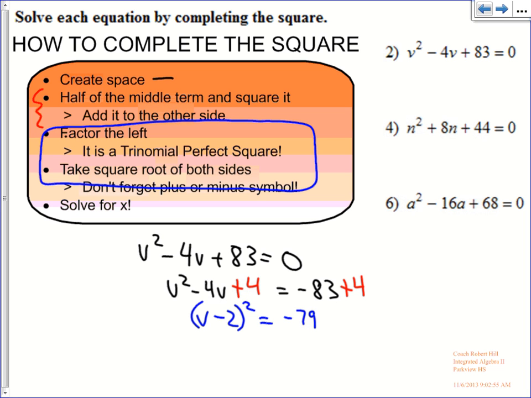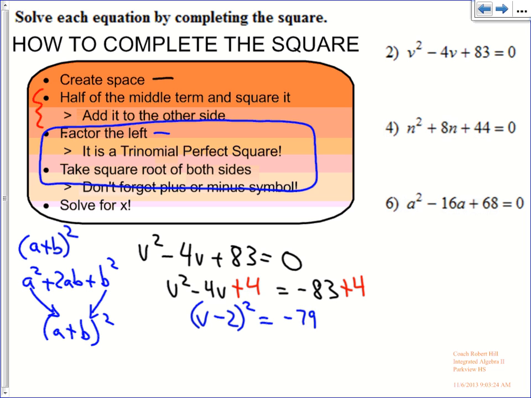The reason that's true is because when I take half of a middle number and square it, when I put that red 4 right there, I made what was on the left a perfect square trinomial. And the way a perfect square trinomial factors, a squared plus 2ab plus b squared, is you take that number and that number. Or as in this problem, when this is a minus, it becomes minus b squared.